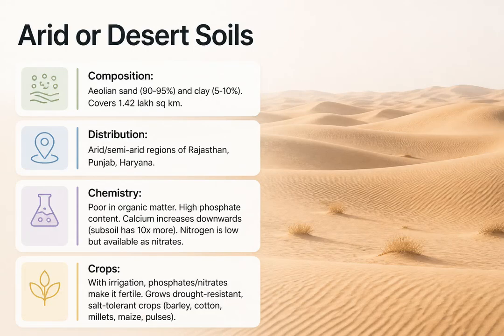In stark contrast, we have arid or desert soils, found in the dry regions of Rajasthan, Punjab, and Haryana. These soils consist of 90 to 95% wind-blown aeolian sand and very little clay. Chemically, they are poor in organic matter, but surprisingly high in phosphates. The calcium content actually increases downwards into the subsoil. While nitrogen is originally low, some is available as nitrates. If proper irrigation is provided, these phosphates and nitrates make the soil fertile enough to grow drought-resistant and salt-tolerant crops like barley, millets, and maize.